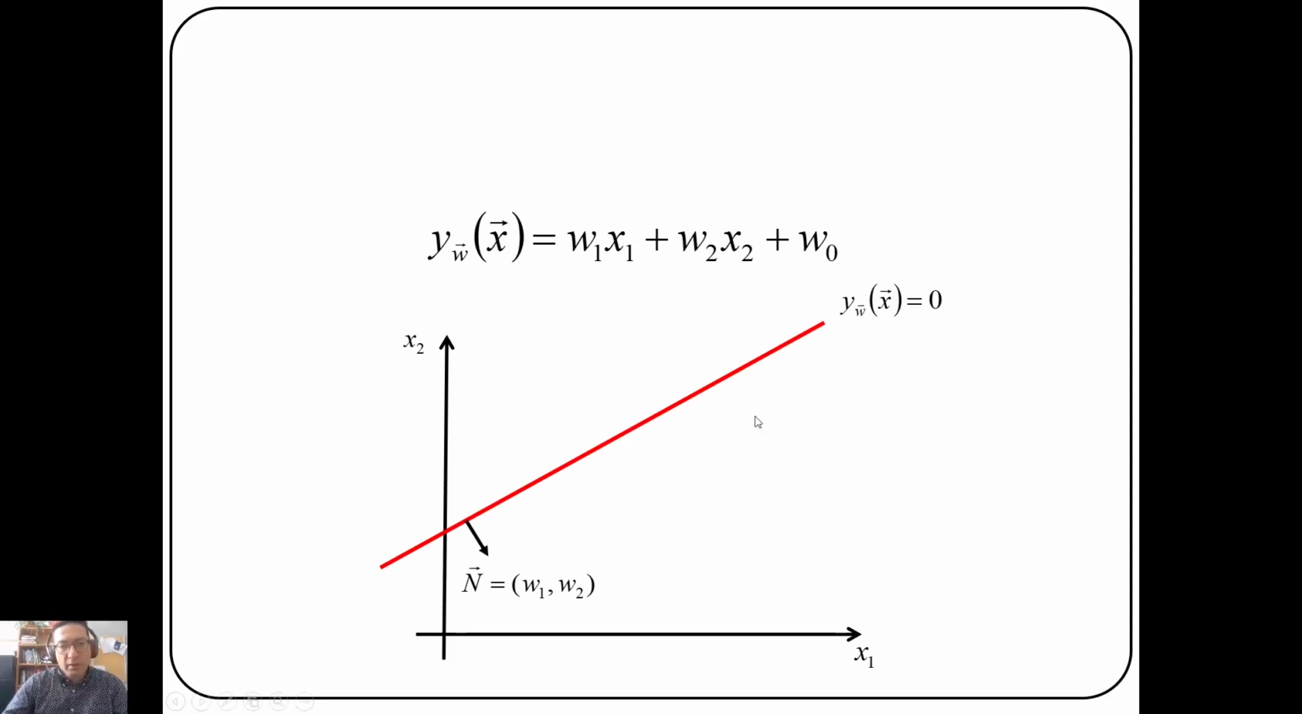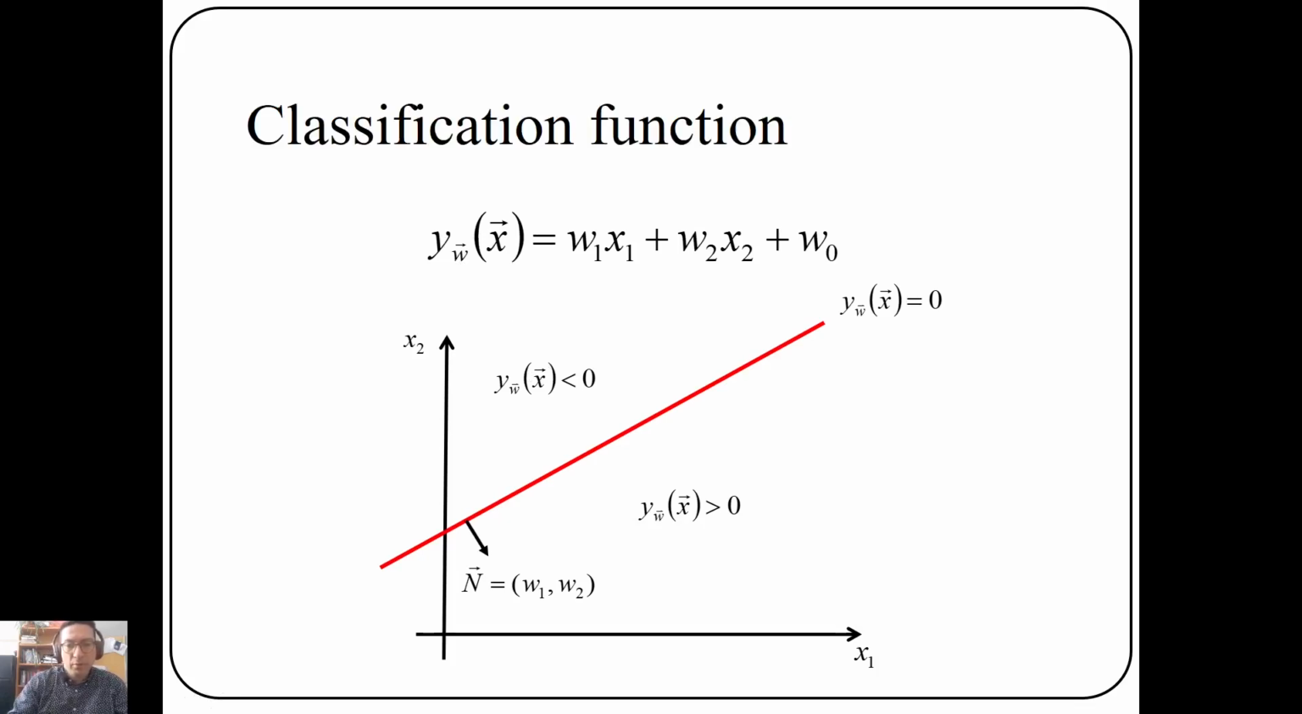Now, interestingly, if you feed this equation y with a point that is not on the red line, but instead is in front of the line, and I say in front because it's on the side of the normal, then this equation will return a positive value. And if, on the other hand, we feed this equation by a point that is behind the line, so on the other side of the normal, this function will return a negative value. And this is what we call the classification function. Y is a classification function, and we'll see it very soon.